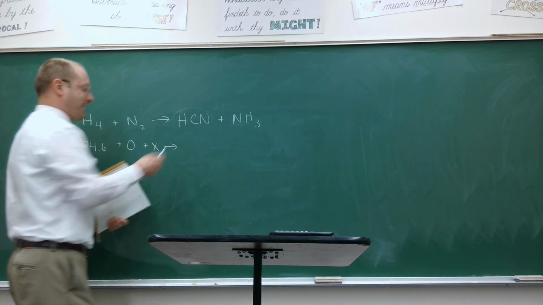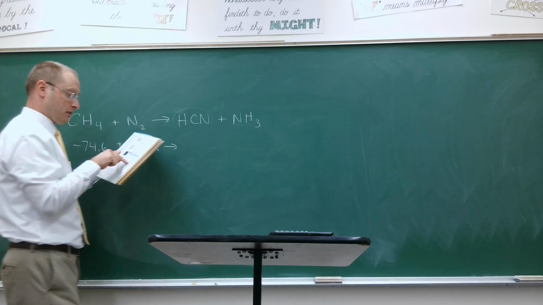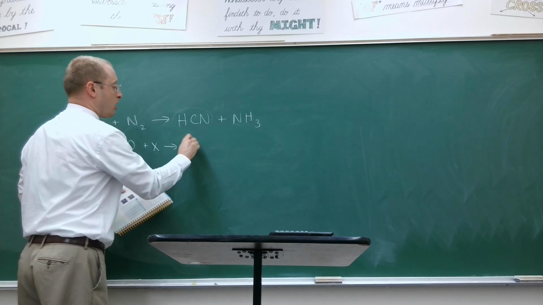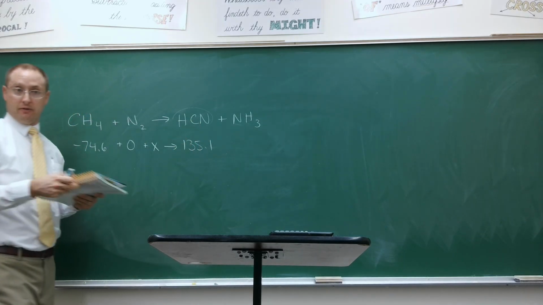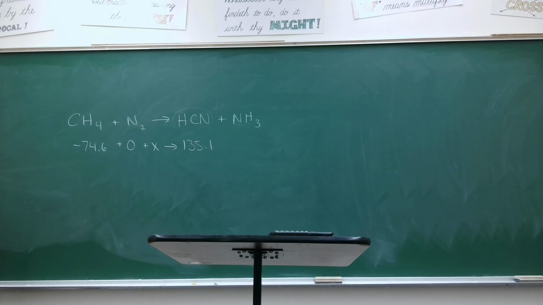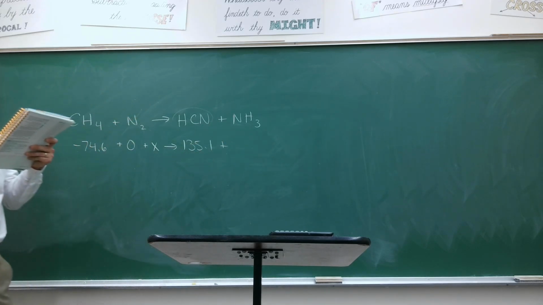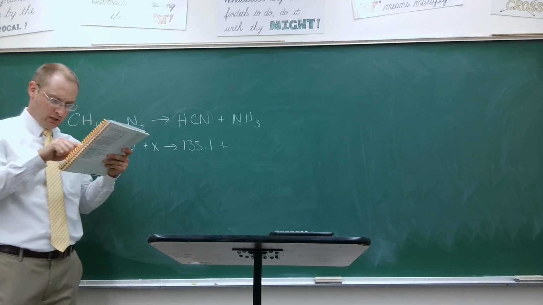For hydrogen cyanide, we looked that up, and what is its enthalpy of formation, class? Notice that's a positive value. Okay, that means that the creation or formation of hydrogen cyanide is an endothermic process when it's formed. This would be an exothermic process when it's formed. And then for ammonia, NH3, its enthalpy of formation.